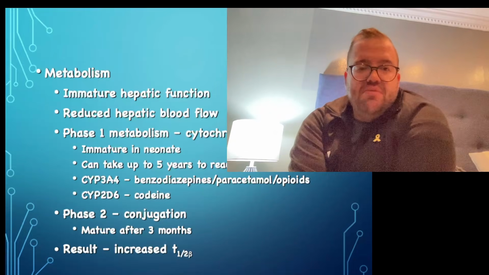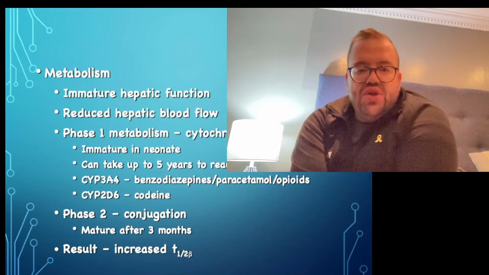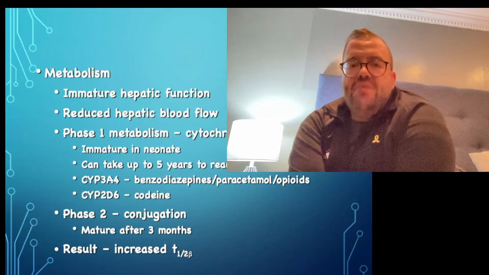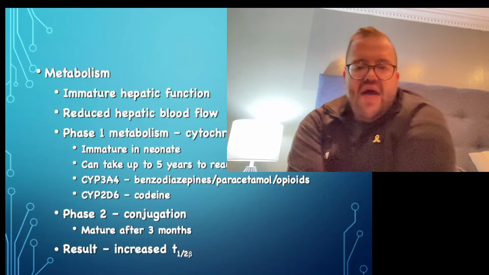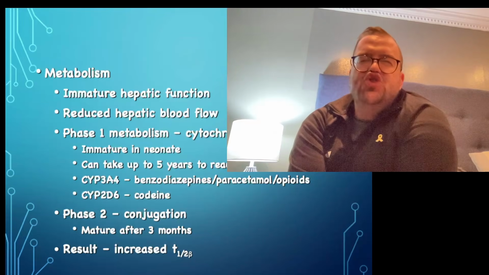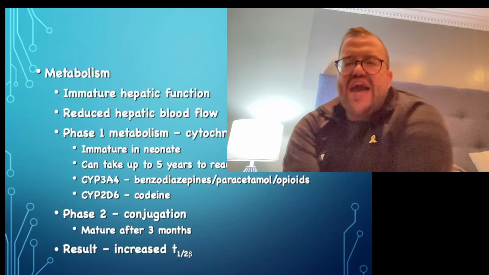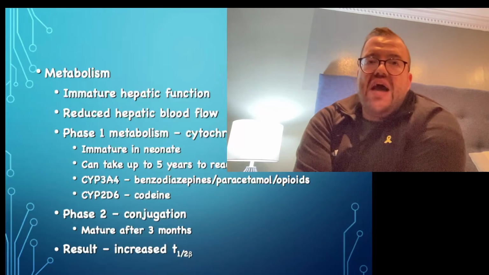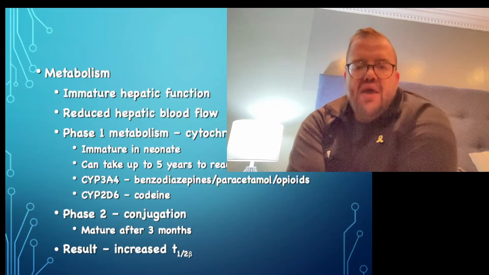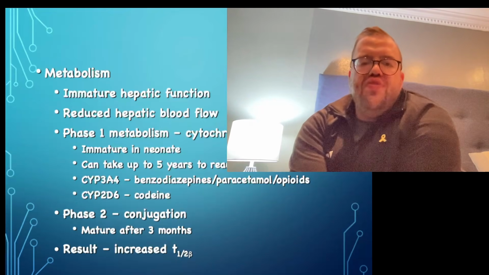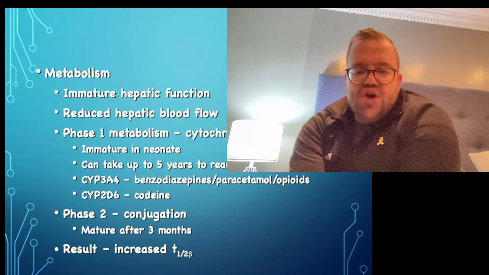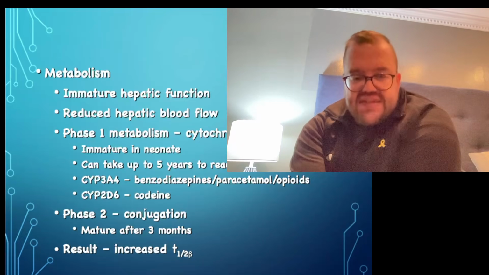In terms of metabolism of drugs, we've said immature hepatic function, reduced hepatic blood flow. Their phase 1 metabolism, remember phase 1 metabolism is your cytochrome P450, can take up to 5 years to reach full maturity. And their phase 2 reactions, which remember is your conjugation reaction, that is where a drug metabolite is combined with something to make it water soluble, that is only mature after 3 months. And so therefore, because of both of those reasons, they have got an increased half-life, both alpha and beta half-life.